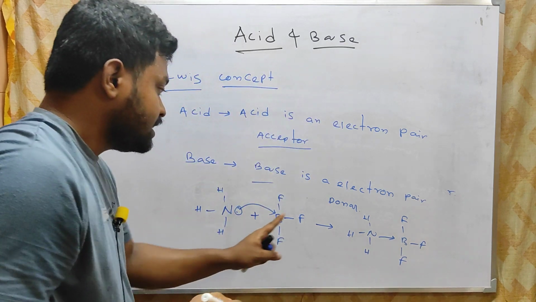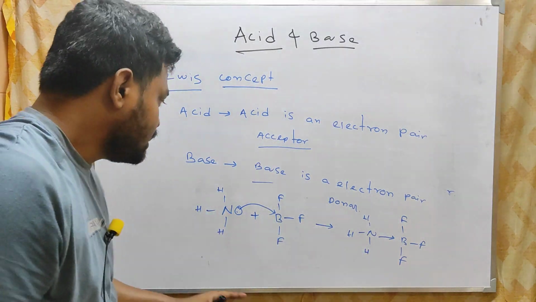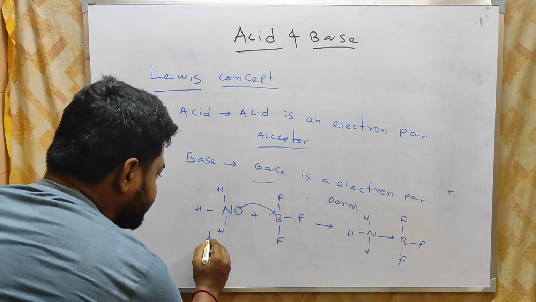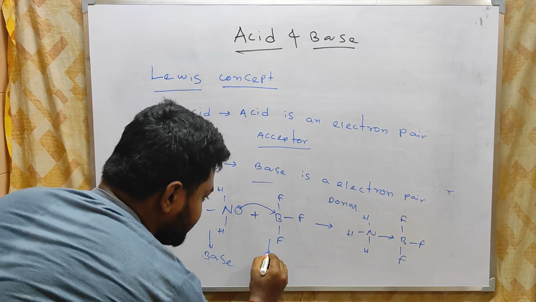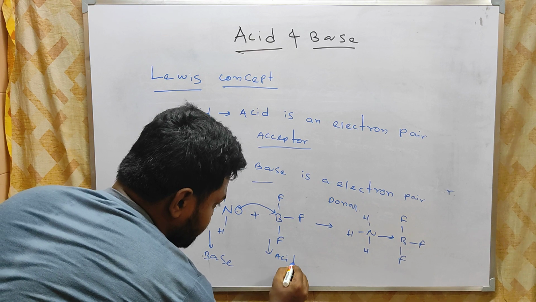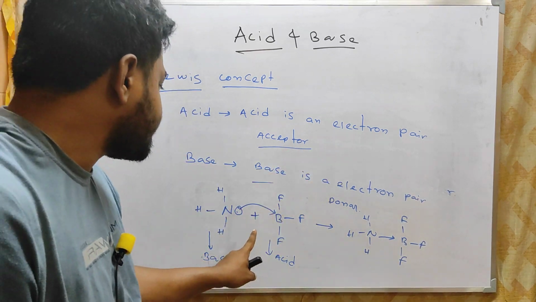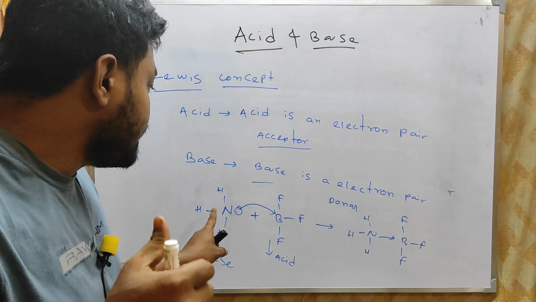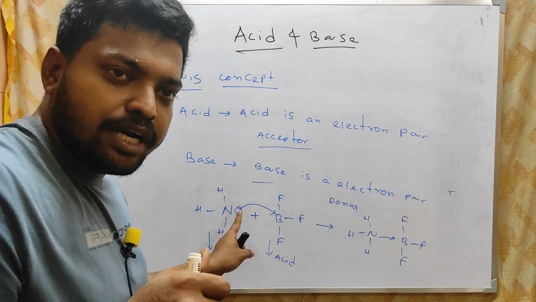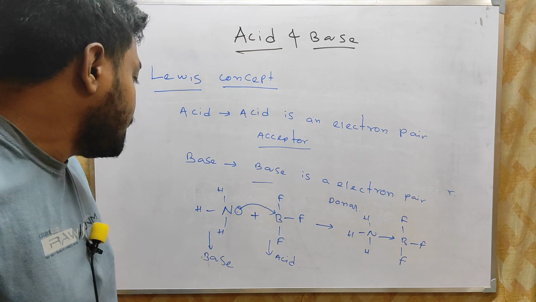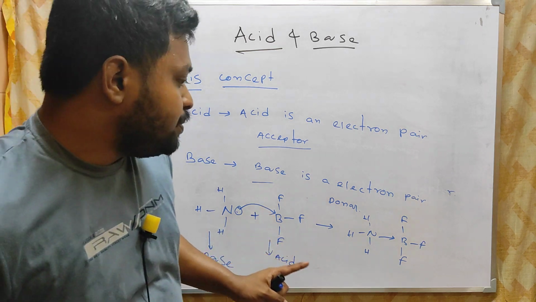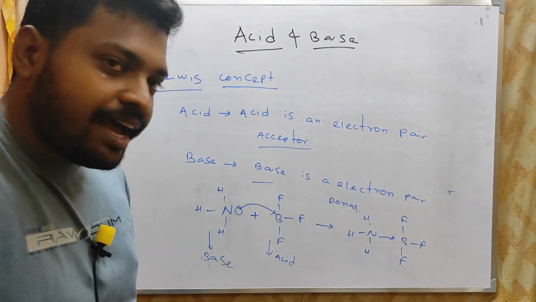The formation of this adduct takes place. So ammonia acts as a base and BF3 acts as an acid, because BF3 accepts a pair of electrons from ammonia and ammonia donates a pair of electrons to BF3. So according to the Lewis concept, ammonia acts as a base and BF3 acts as an acid.